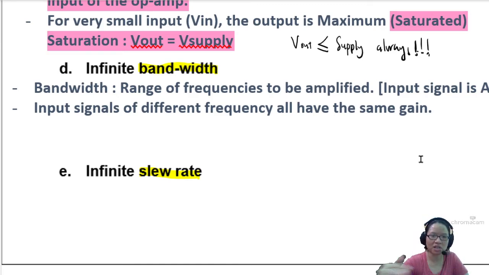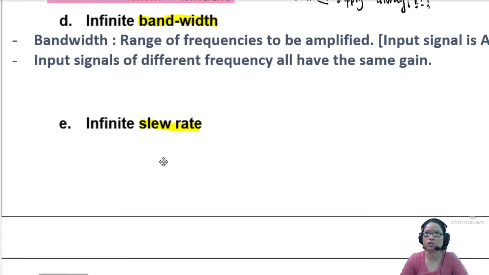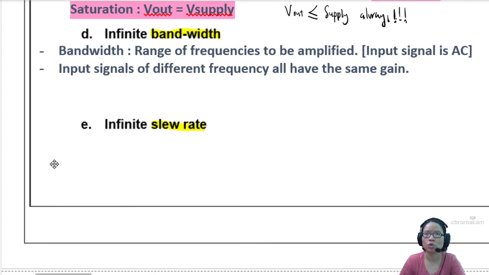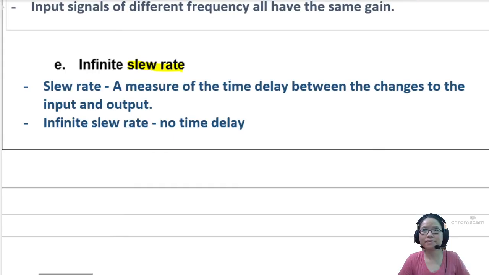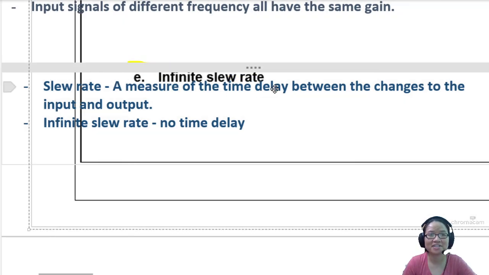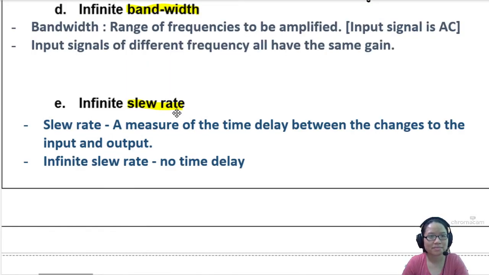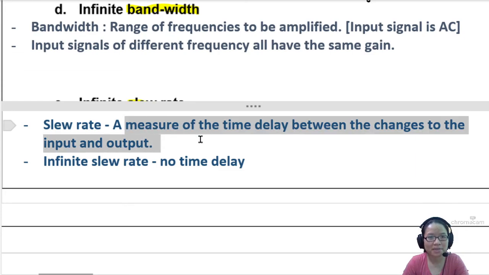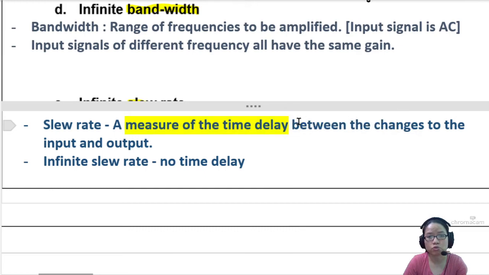Because the AC is flipping too quickly for the amplifier to register the changes. Which brings us to the last one, which is called infinite slew rate, or what I like to say, no lag. Okay, so slew rate here is defined as the response time. As previously mentioned, slew rate is a measure of time delay. And this time delay is between the changes of the input to the output.